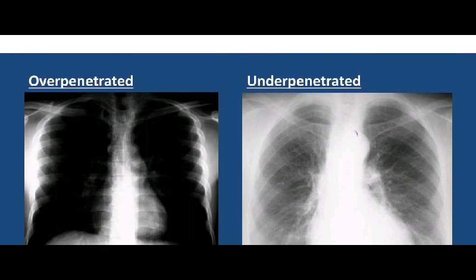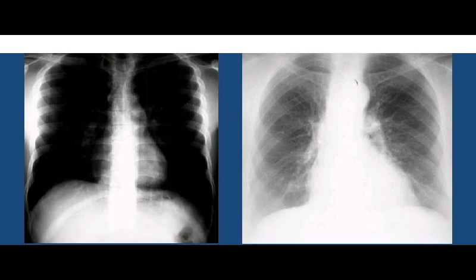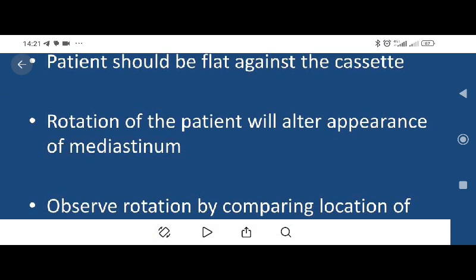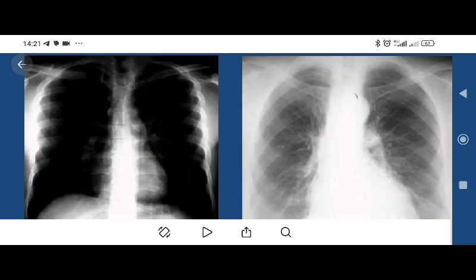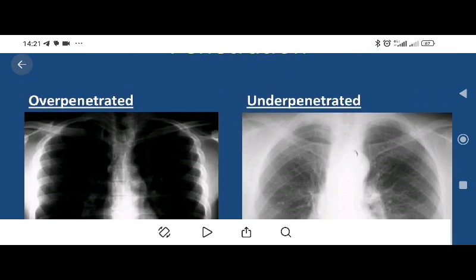And now you can see an underpenetrated image. You see how it appears. It appears kind of white. Now this image is not a good image for me to interpret because of the exposure factor used there, the kVp was low. You get. So the contrast within the tissues is too little. I can't differentiate between this tissue and the other tissue.